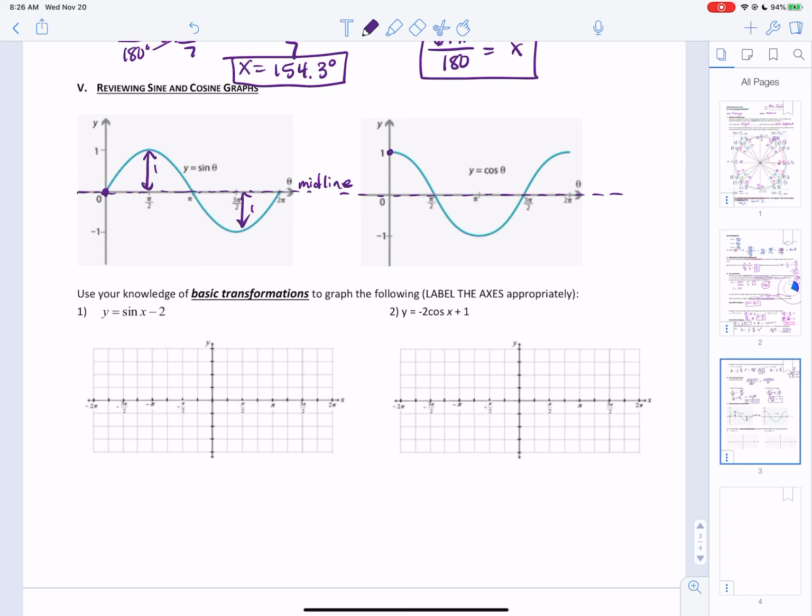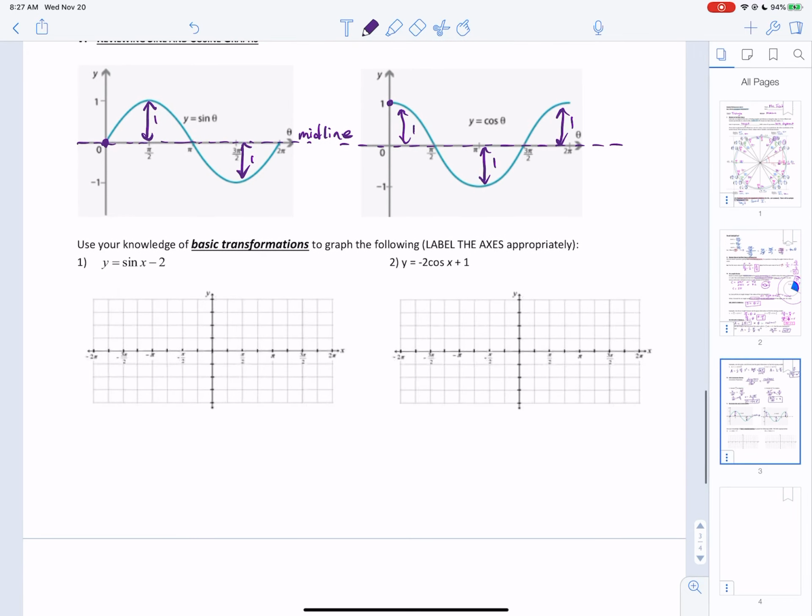For cosine, the same thing kind of happens, except you only get 1 full dip below the midline, and then you get kind of like a half of a dip on either side here. But you're still going 1 above and 1 below the midline. So the midline is very important, and it's important to be able to identify where your midline is. That becomes really important later on in this unit. All right, so we're going to use that idea to help us with our basic transformations to graph.